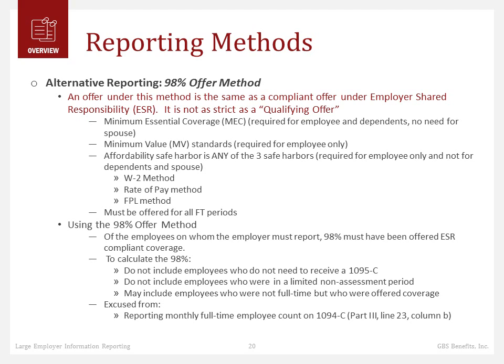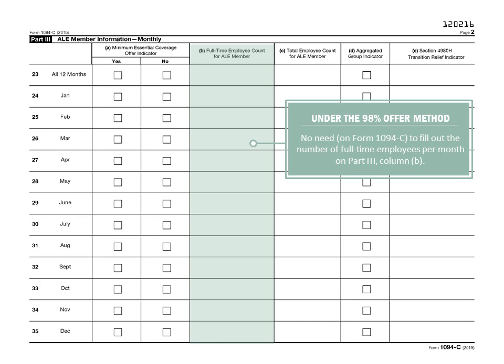If you qualify for this, and if you want to use this method, what are you excused from? Well, you're excused from reporting your monthly full-time employee count on the 1094C, which is what we're talking about now, well, we're not talking about it yet, but we're going to on the line by line. Part 3, line 23, column B, which will not mean anything to you now, but it will in a little bit. But let me show you what it looks like.